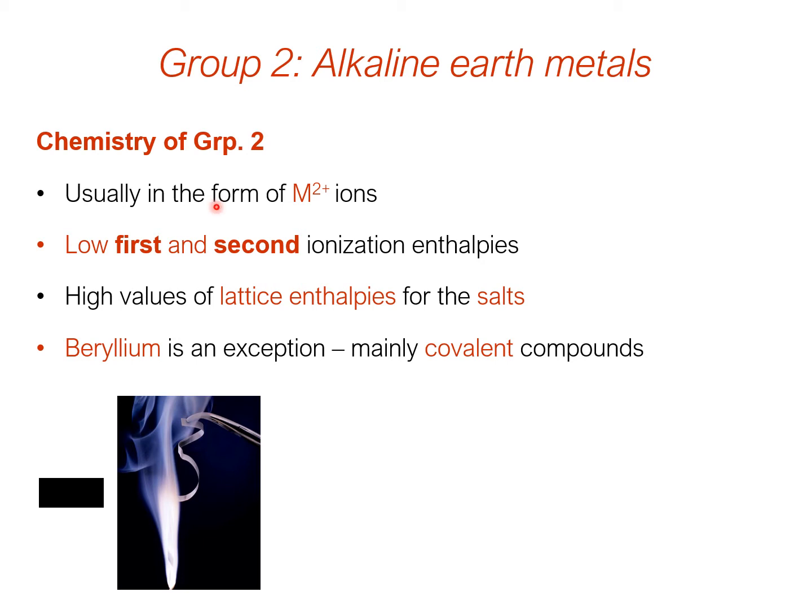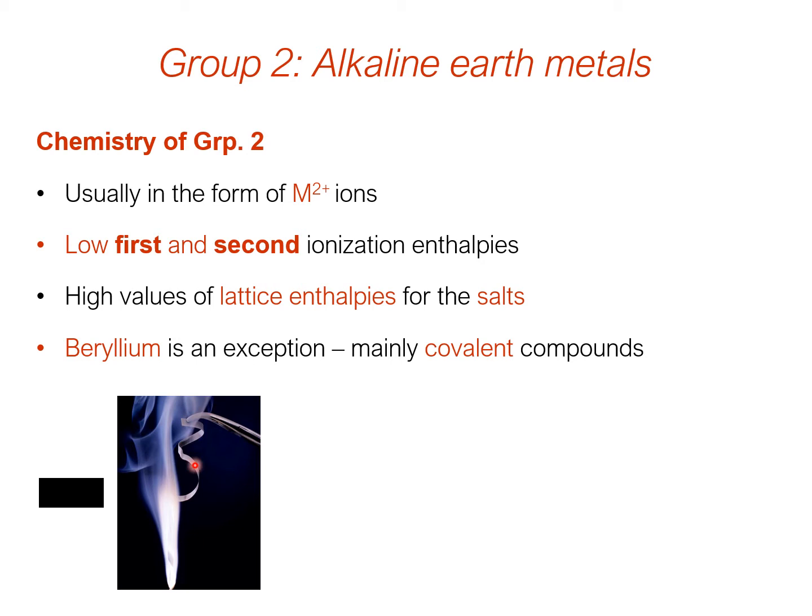And this is because they very easily form M2+ ions. They've got a very low first and second ionization enthalpy. That's why they form 2+. And because of this 2+ charge, they have high lattice enthalpies for the salts.